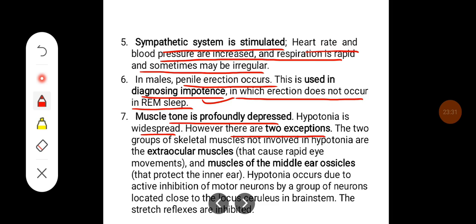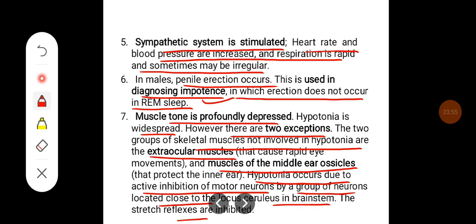The two groups of skeletal muscles not involved in hypotonia are extraocular muscles, which cause the rapid eye movements, and the muscles of middle ear ossicles, so that protect the inner ear. Hypotonia occurs due to the active inhibition of motor neurons by a group of neurons located close to the locus ceruleus in the brainstem. The stretch reflexes are inhibited.